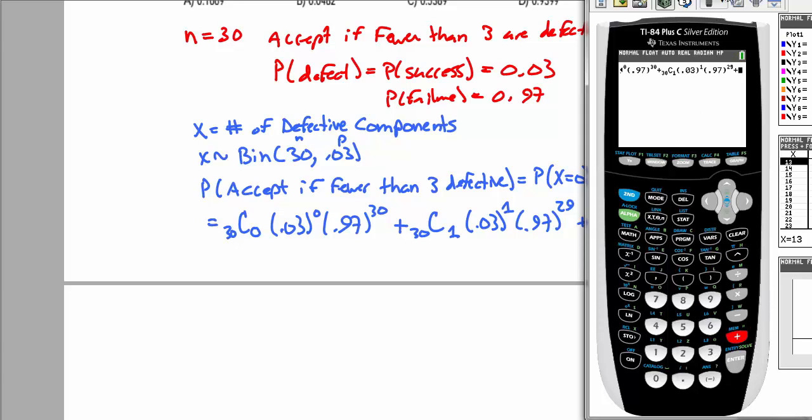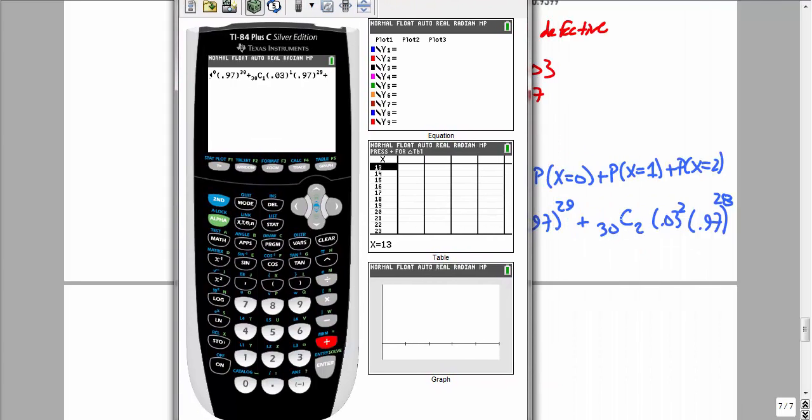Okay, so now I have my third one, so I'm going to scoot this way and input this third one right here. So I have my combination, so I have 30, math, probability, combinations. This would be 2. So I have 0.03 squared, arrow out of there, 0.97 to the 28th. So I've basically put in this entire line in one shot.